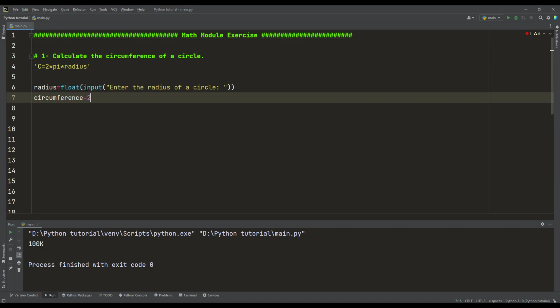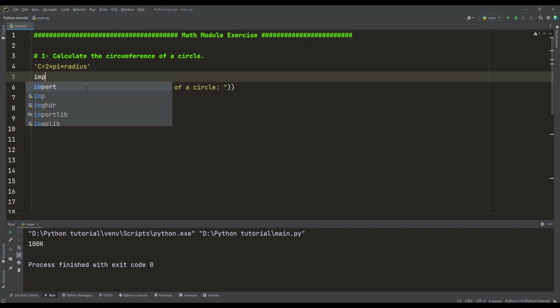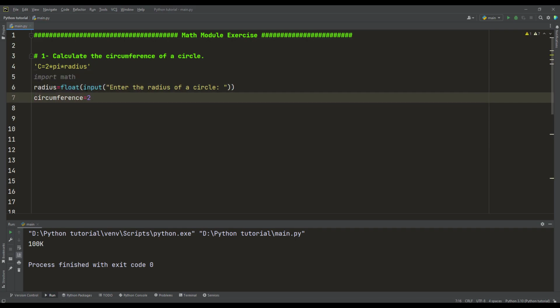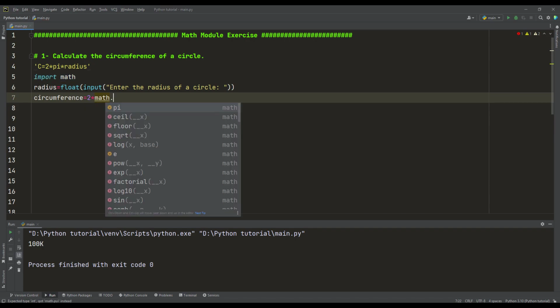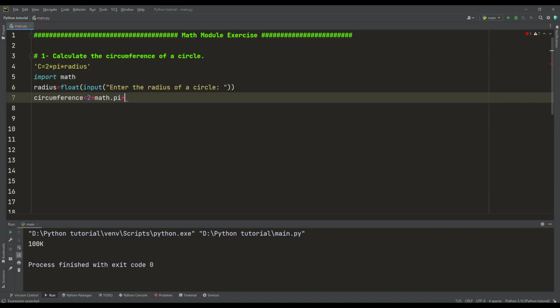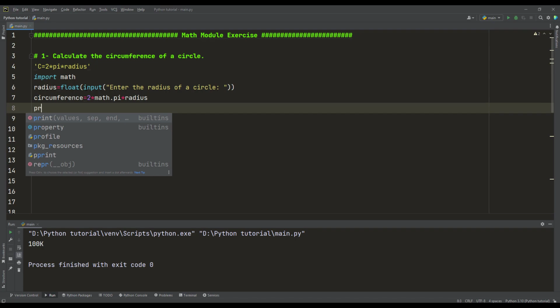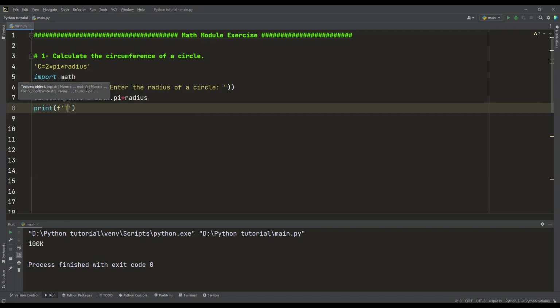Okay, 2. And how can I obtain pi? I will import math, and then I will multiply 2 by math.pi, and multiply this by the radius. Then I will show the user the result. The circumference is, and I prefer to use a colon here, and I will add the circumference here, and it will be in centimeters.